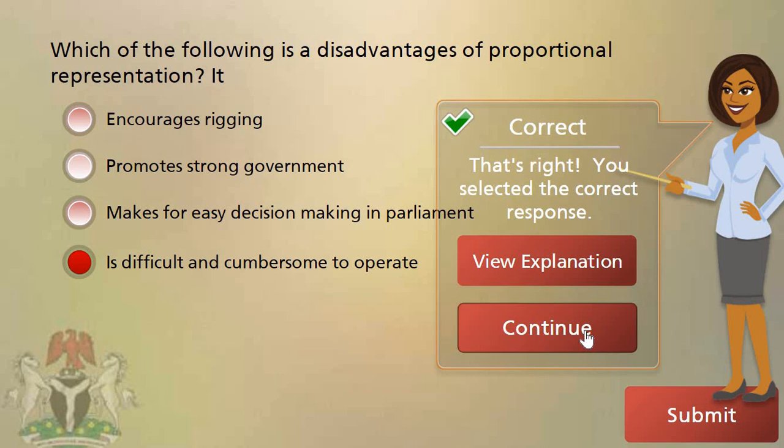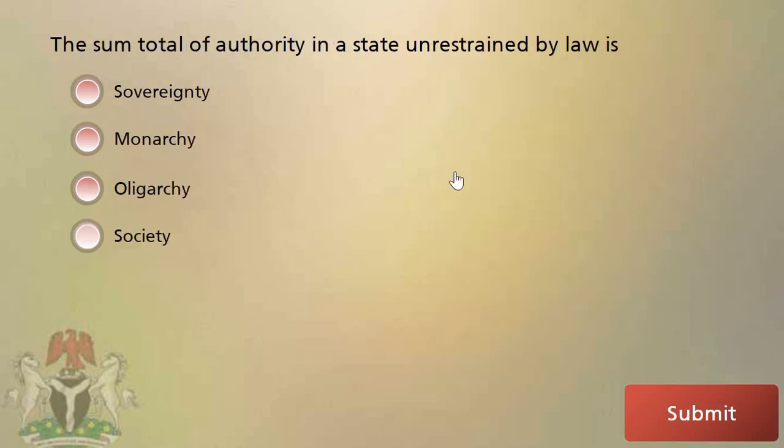Question 11. The sum total of authority in a state unrestrained by law is A, sovereignty; B, monarchy; C, oligarchy; D, society. I want you to know that sovereignty is the full right and power of a government body over itself without any interference from outside sources or bodies. In political theory, it is the ultimate overseer or authority in the decision-making process of the state and in the maintenance of order. So the right answer is A, sovereignty.